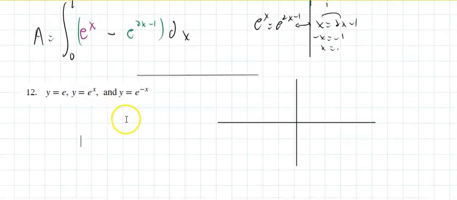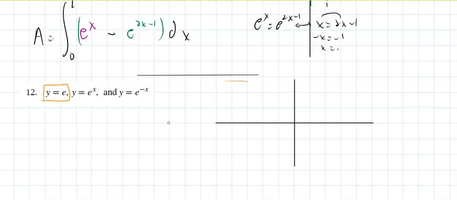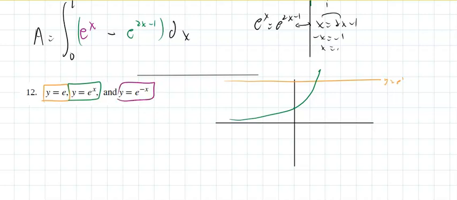Okay, how about this problem? I have y equals e. That's a horizontal line at 2.71. So it's a line that looks like this. e to the 1. Exponential growth. Exponential decay. The region they're talking about is this region.